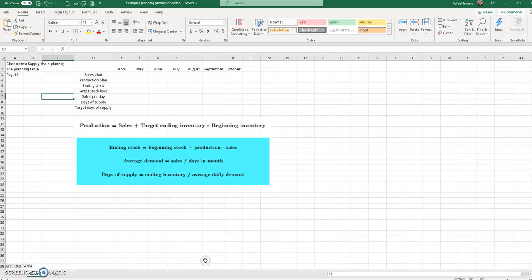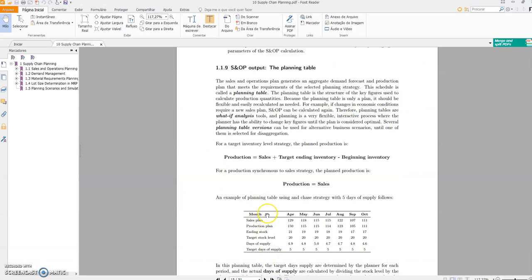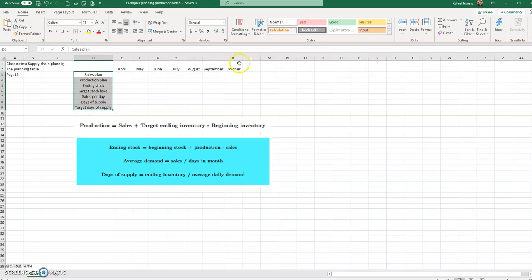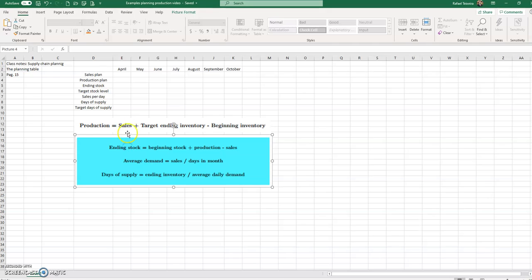So what I'm going to do is use Excel. This is an Excel with the same information that we have here in the table, the months and everything. And I'm going to use these two groups of formulas. According to our class notes, we have the sales plan here.